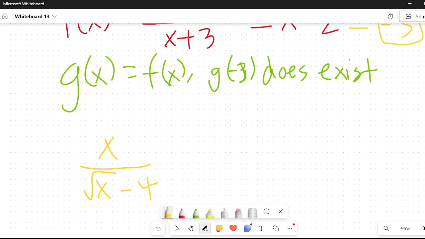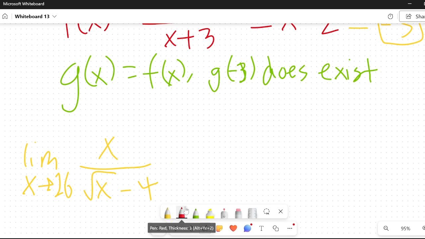Let's say we're trying to find the limit as x approaches 16 of this function. If we look at the top, it'll be 16, but in the bottom we get 0. So we don't know whether the limit exists or not.